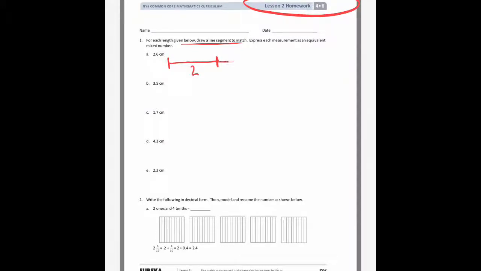So I'm just going to pretend like this is 2 centimeters and this is the 0.6 centimeters to give me the 2.6 centimeters. And if that's 2 6/10, you would write it as 2 6/10. Remember that place after the decimal is the tenths place, so it's really easy to rewrite. Here I'm going to pretend this is 3 centimeters for 3.5, and then that's 5.5 centimeters right there, and you can rewrite that as 3 5/10 centimeters.